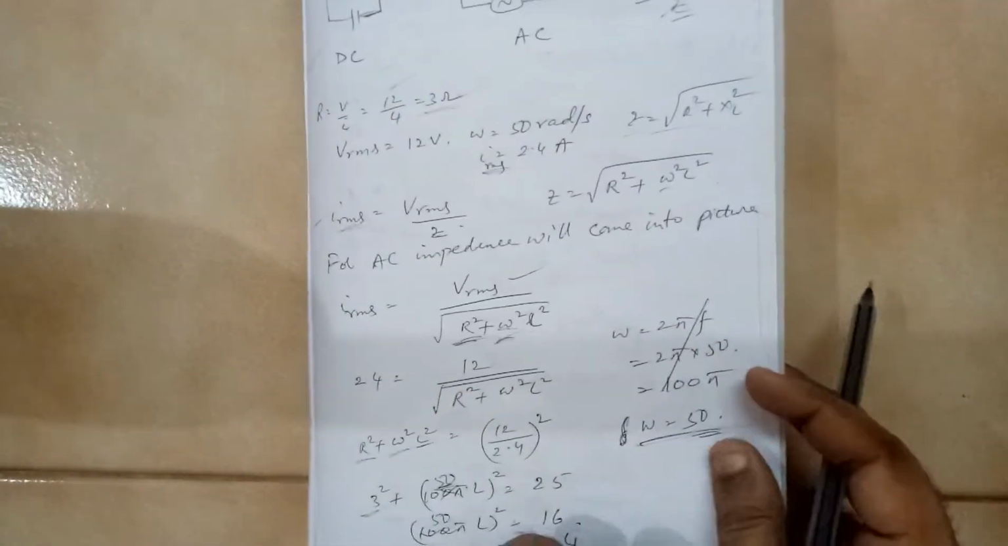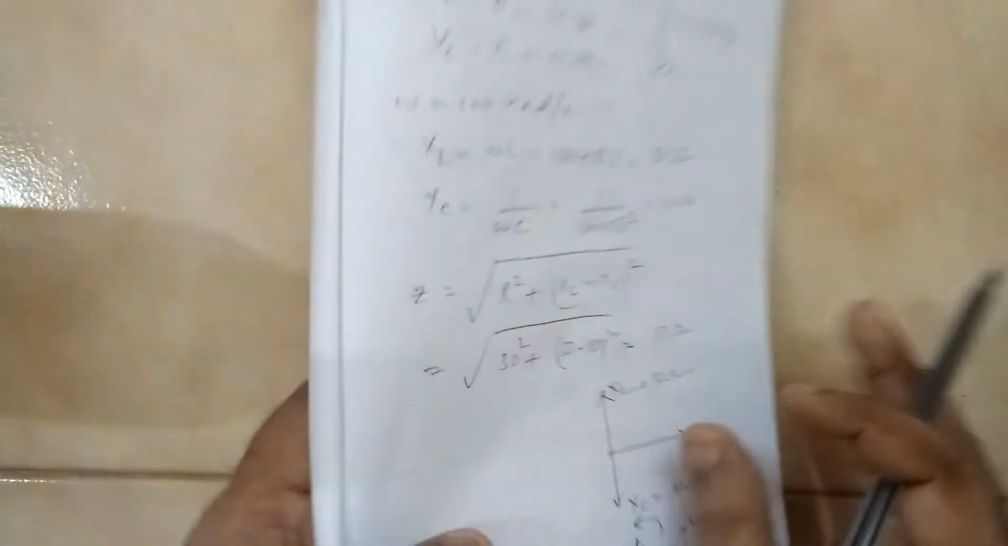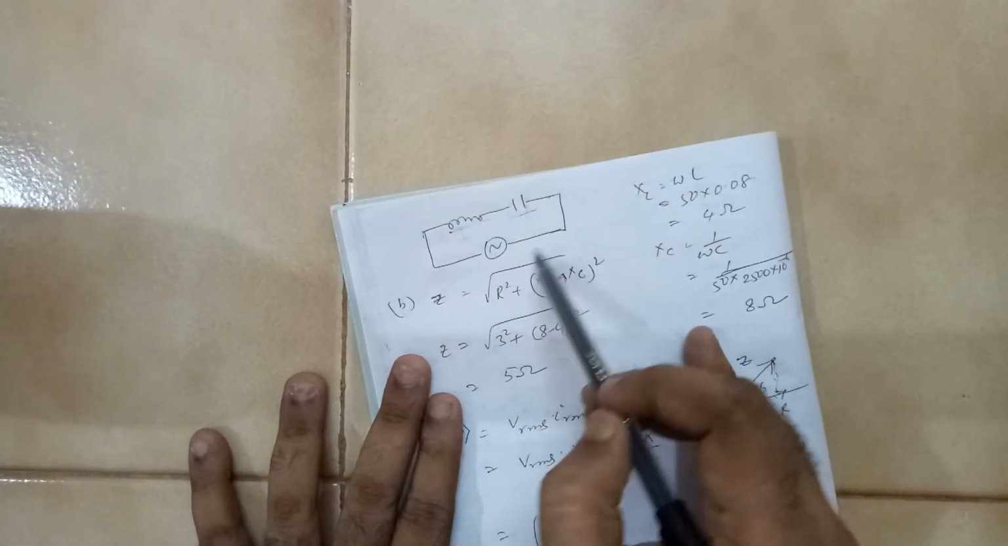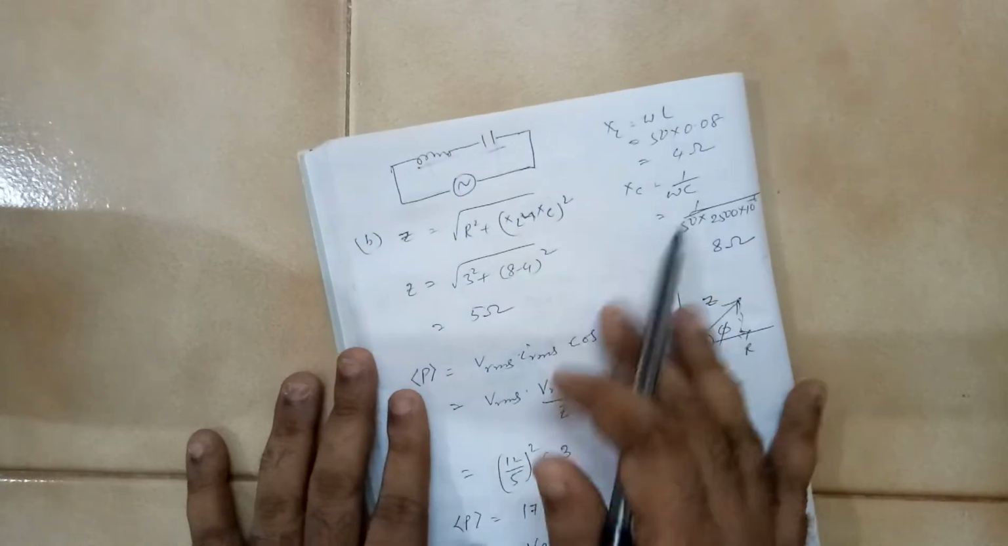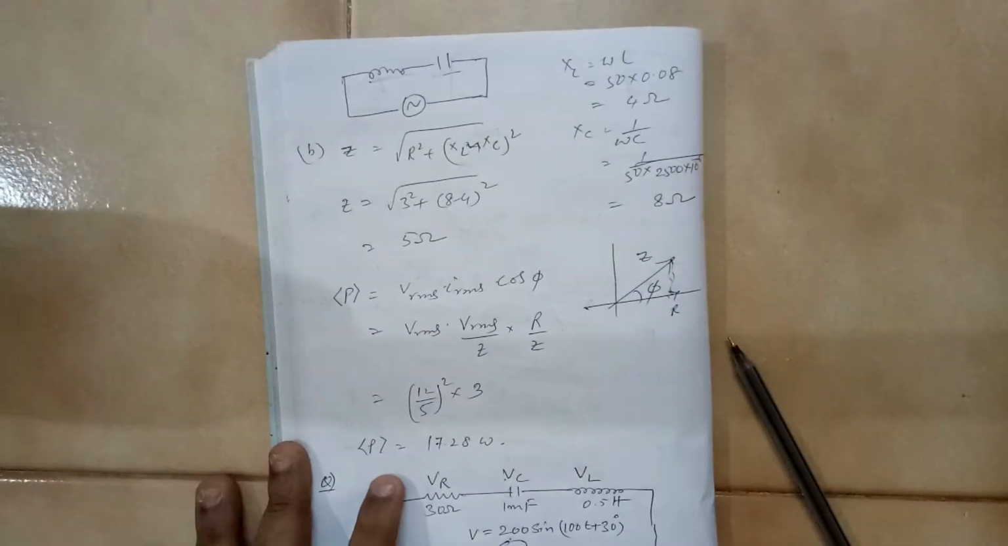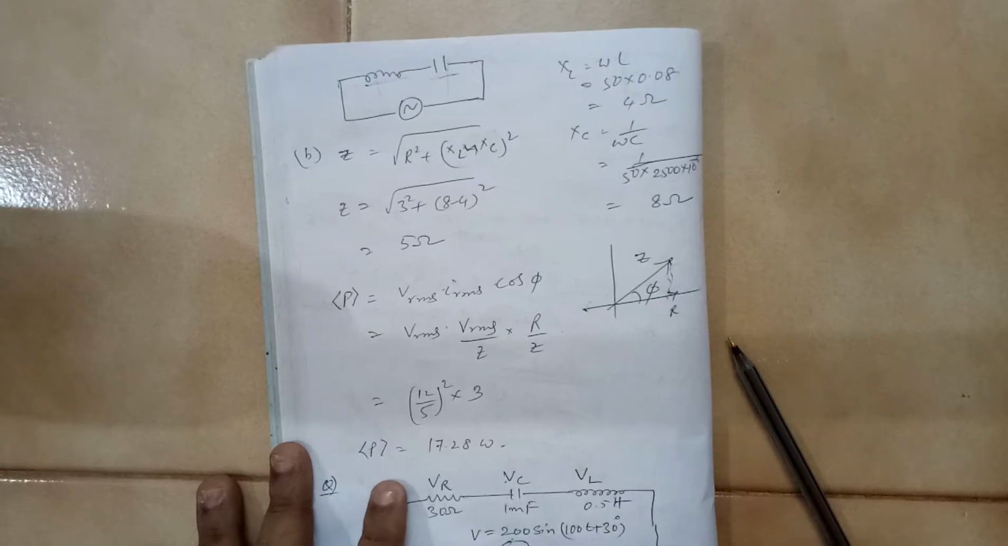So how will the diagram look now? There is an inductor and a capacitor connected in series to an AC source. In this situation, he is asking you to find the power, usually the average power over one cycle.